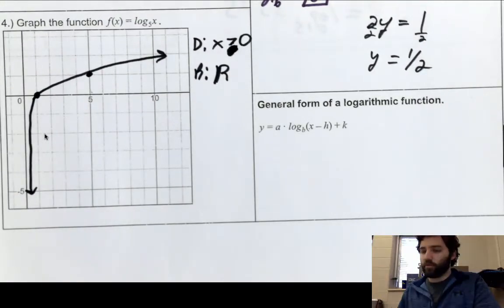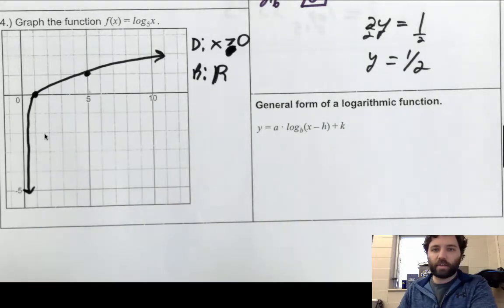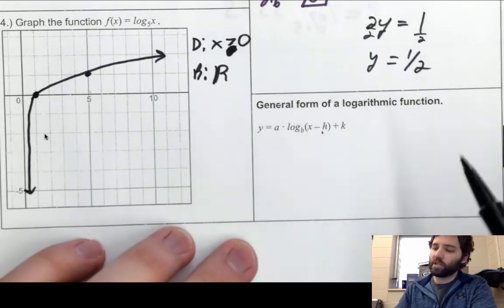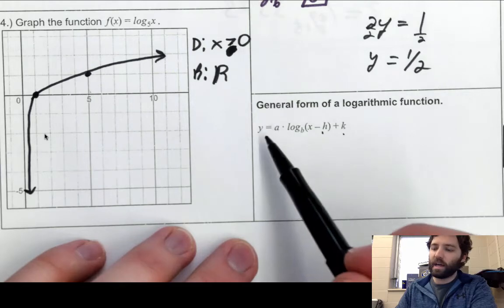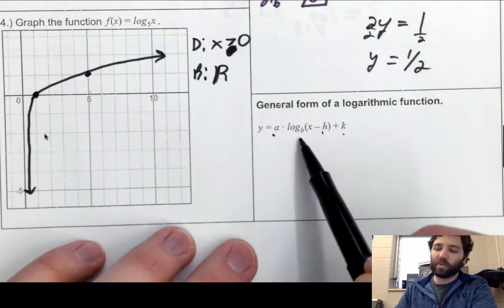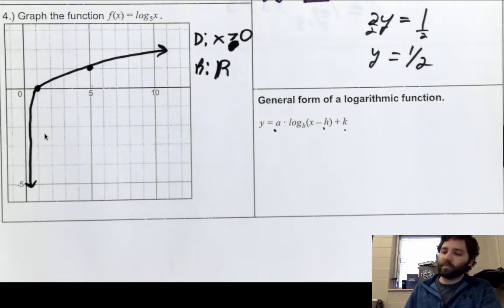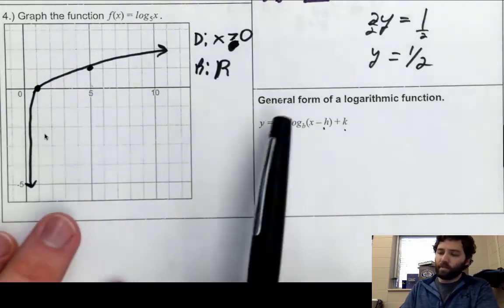This is the general form of a logarithmic function, very similar to the general form of any other type of function. So h is your horizontal shift, k is your vertical shift, a adjusts the stretch of the function, and b, we're not going to really worry about how b changes the graph. We won't ask you to analyze that. Okay, so general form right there.